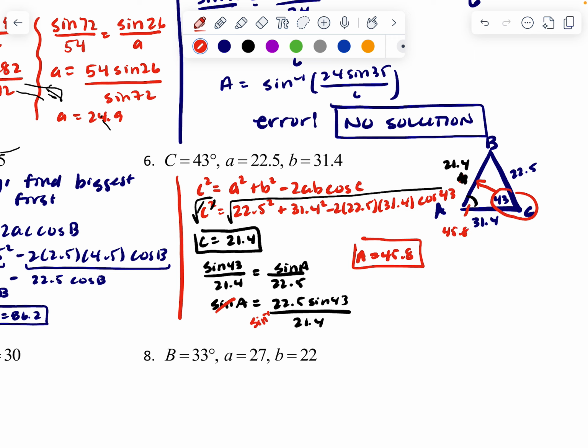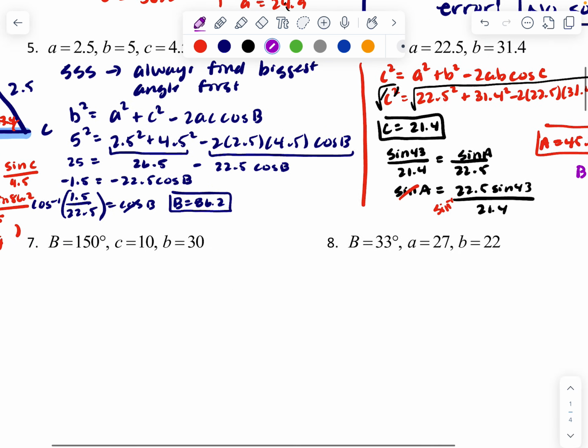Okay, now the only thing I'm missing is angle B, but again, that's easy to find. All you have to do is subtract from 180. So it's 180 minus 43 minus 45.8, and I got 91.2. This guy is 91.2. Okay.